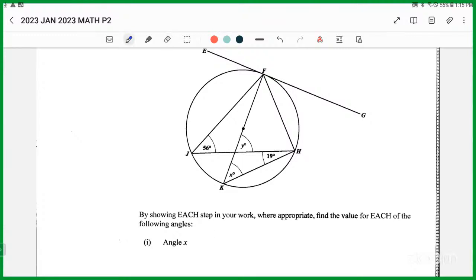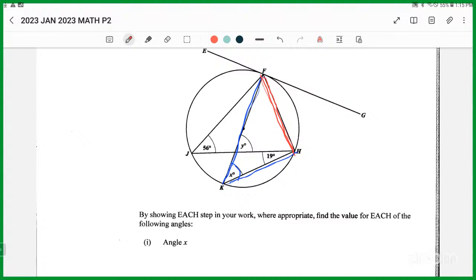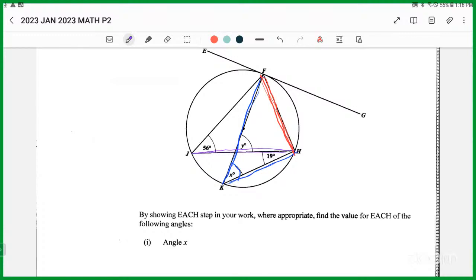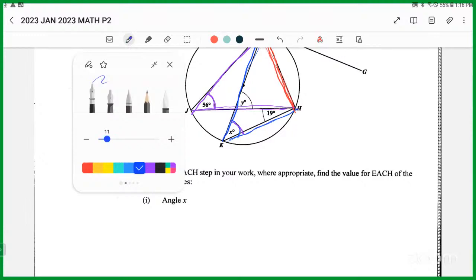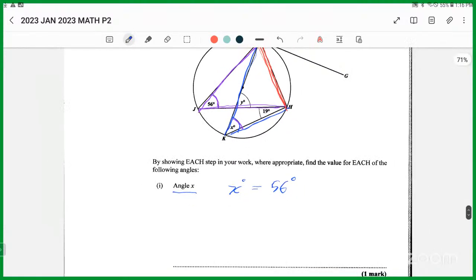Now, angle X is subtended, as you can see, by this chord. The same chord is subtending angle 56 up here. These two angles are equal, so X equals 56. Same chord, subtended by the same chord. So angle X is 56 degrees.